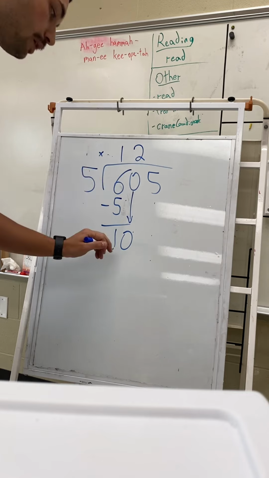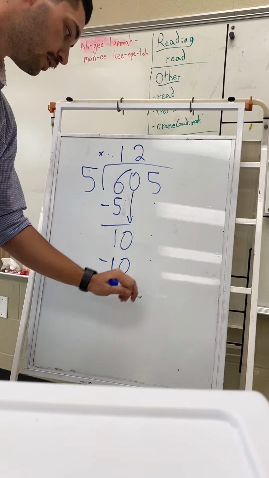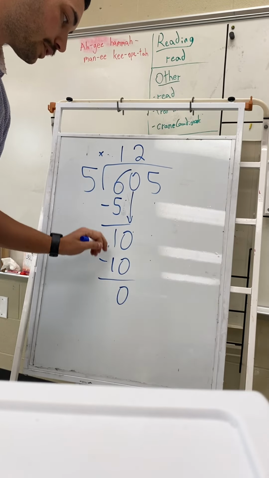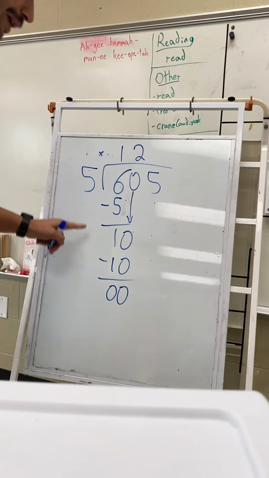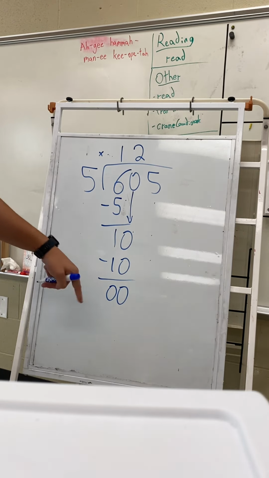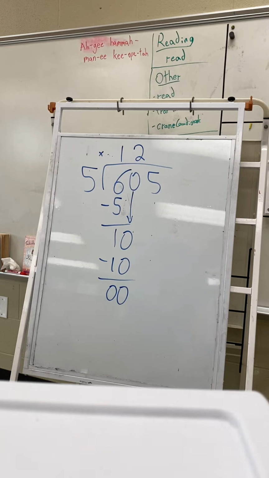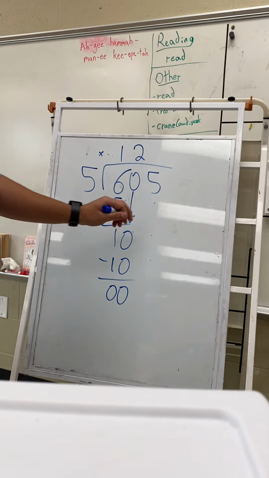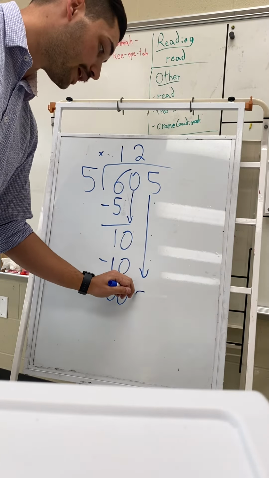5 times 2, well, that gets us 10. And 0 minus 0, that'd be 0. 1 minus 1, that would be 0. Now we're thinking, can 5 fit inside of 0? And we know it can't. But thankfully we have something else that we can bring down. So we bring this 5 on down.